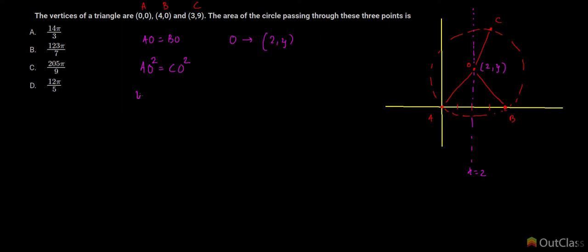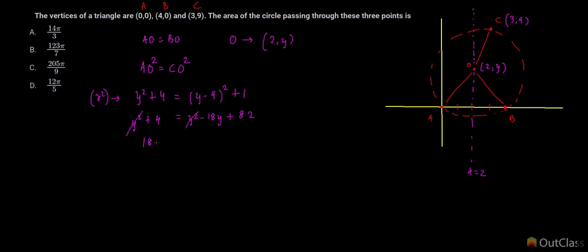AO square is simply y square plus 4. And remember that this is the radius squared. AO square is y square plus 4, and that's equal to CO square. Remember that C was 3, 9. So that's going to be y minus 9 square plus 1, which is y square minus 18y plus 81 plus 1 is 82. You will see that the y squares will cancel.